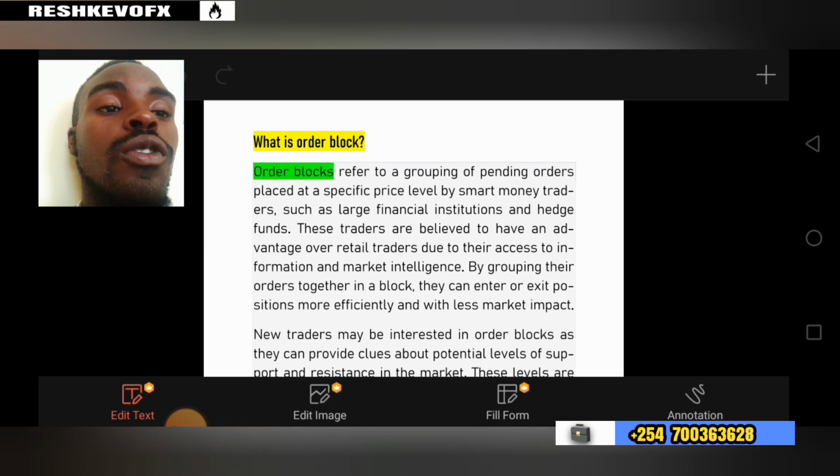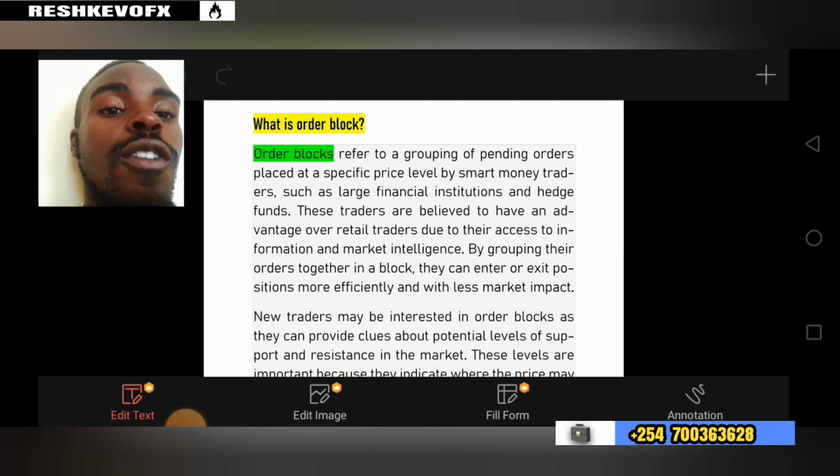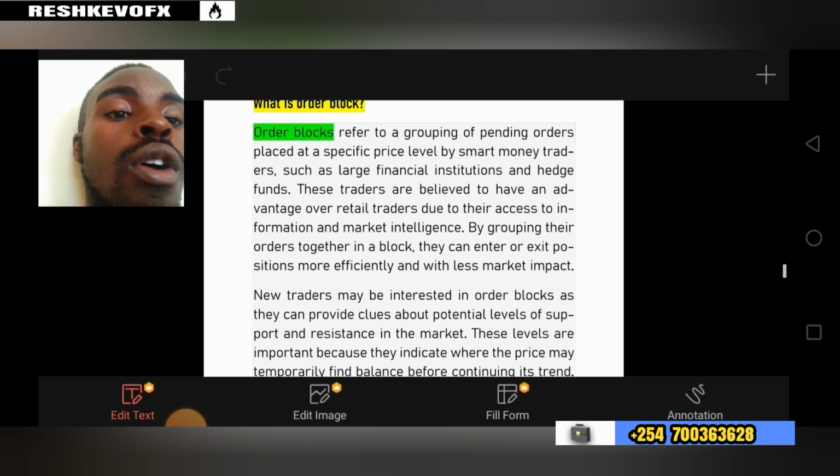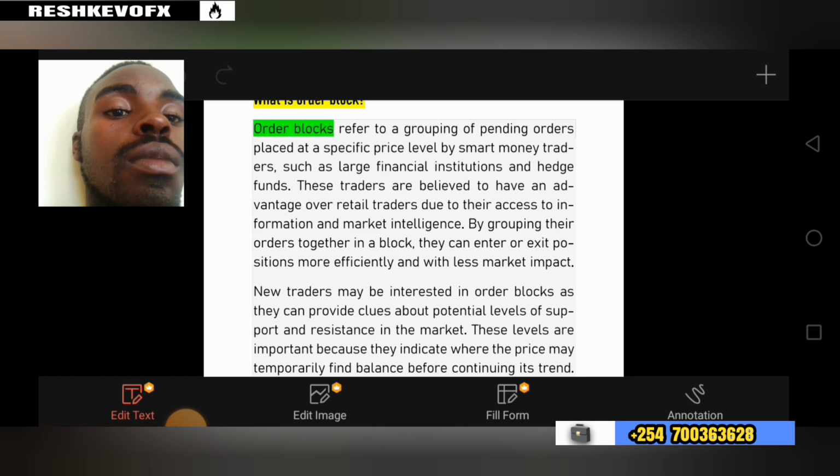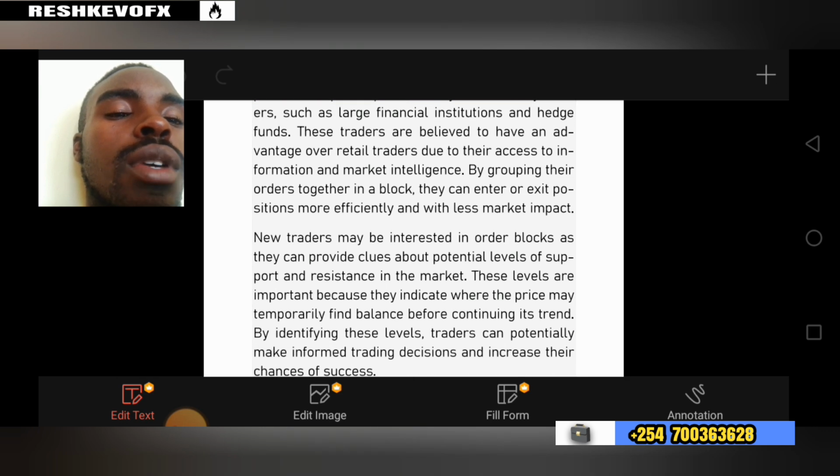Order block refers to a grouping of pending orders placed at a specific price level by smart money traders such as large financial institutions and funds. These traders are believed to have an advantage over retail traders due to access to information and market intelligence. By grouping their orders together in a block, they can either enter or exit a position more efficiently and with less market impact. New traders may be interested in order blocks as they can provide clues about potential levels of support and resistance in the market.